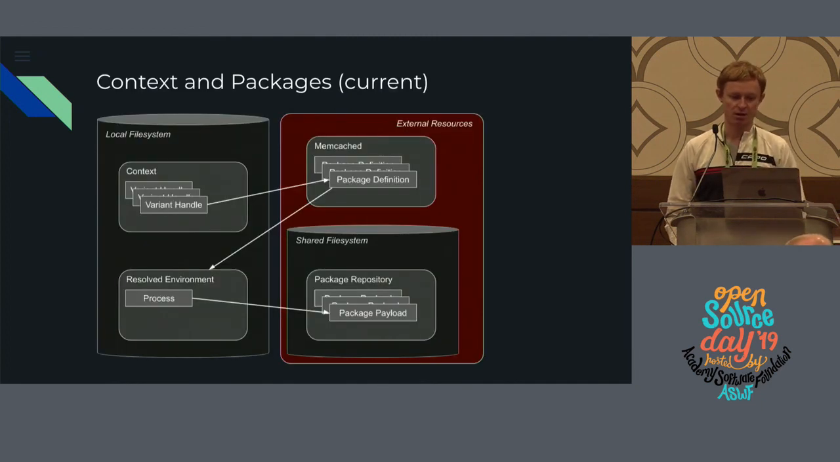So this is what happens currently. You create a context, and a context contains these things called variant handles, which are small metadata dictionaries that give enough information to be able to fetch the entire package definition. When you source one of those contexts, it will then create the resolved environment. And a process running inside that environment is typically going to hit NFS in order to pull down Python source files.